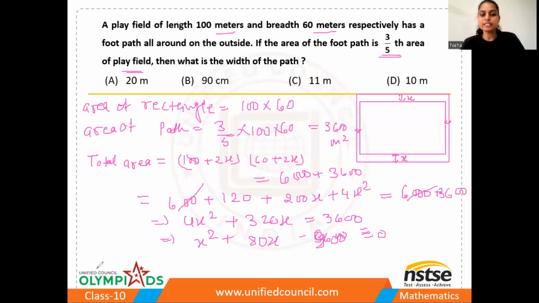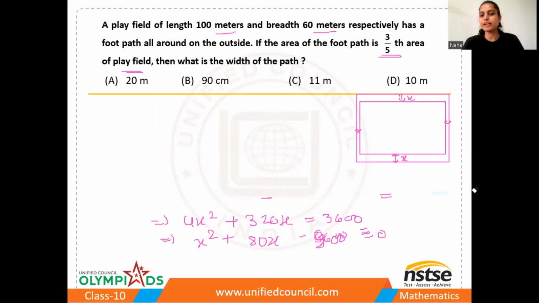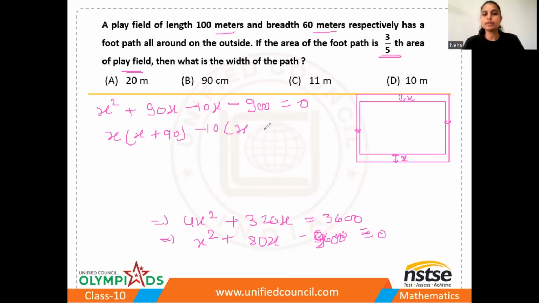Okay, so now students, I have my quadratic equation and I can solve this quadratic equation very well, right? Okay, so let me try to solve this quadratic equation, because with the help of this quadratic equation, I can get the value of x, right? Perfect. So I can use the middle term splitting method. This becomes x square plus 90x minus 10x minus 900 is equal to 0. That means this is x into x plus 90. Here I can take minus 10 as common. So it becomes x plus 90 again is equal to 0.